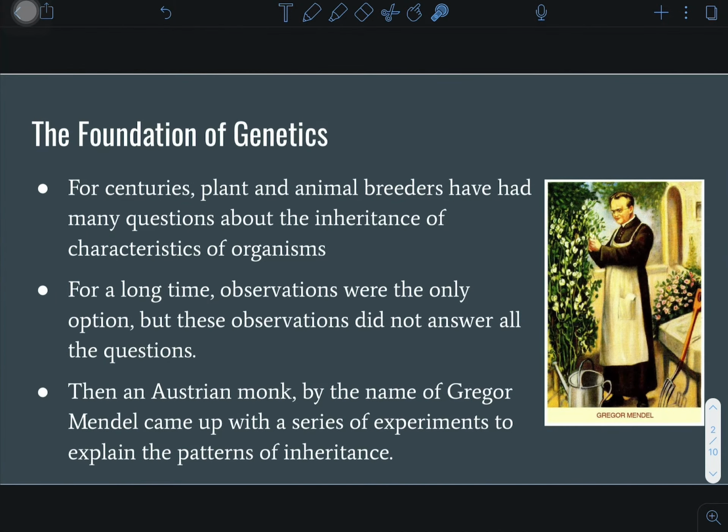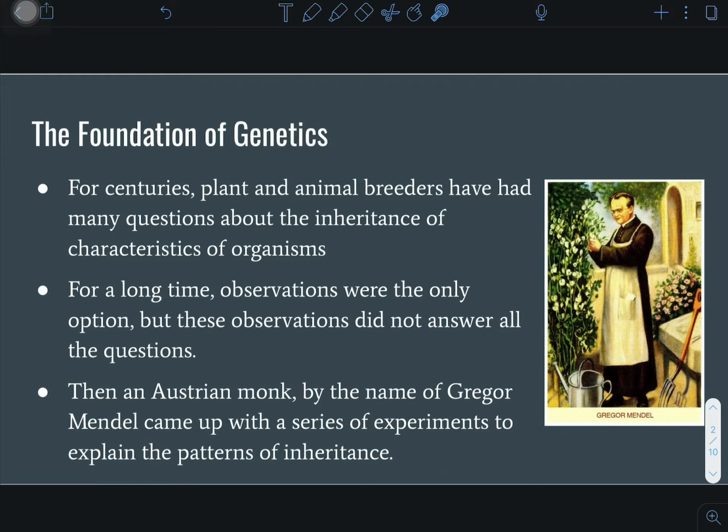So prior to Mendel, before Mendel's work, plant and animal breeders had many questions about how things are passed on from one generation to the next. We talk about inheritance, and that's what we're talking about, generation to generation, how traits get passed on. For a long time, all they could do was really make observations. But their observations didn't always answer all the questions that they had.